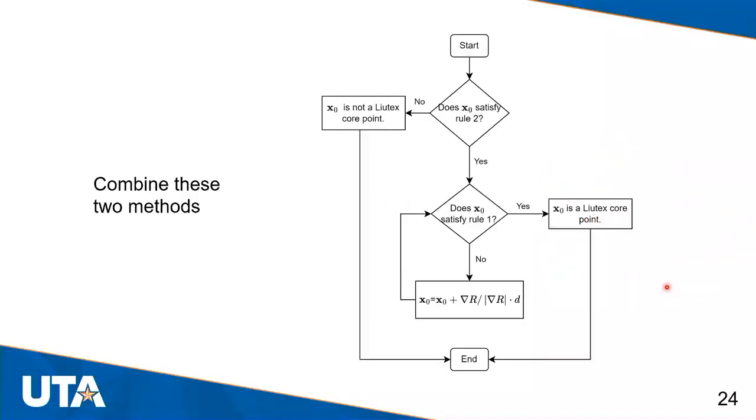So when we actually run the program, we combine these two methods together. We first use method 2 to quickly check if that point is at least near the vertex center. If it's near the vertex center but still has some error, then we go along the gradient direction to correct it to be closer to the real vertex center.